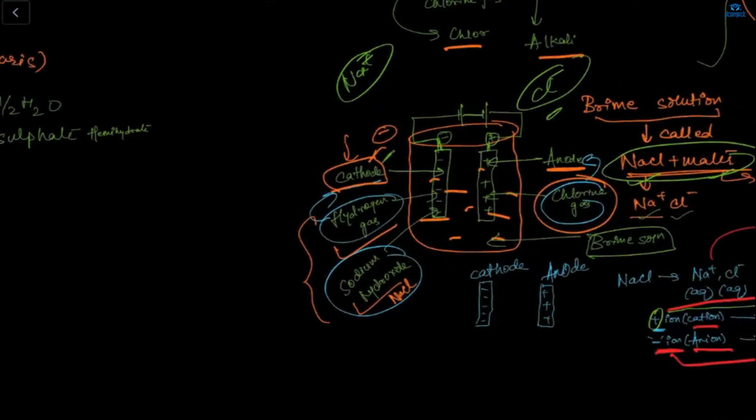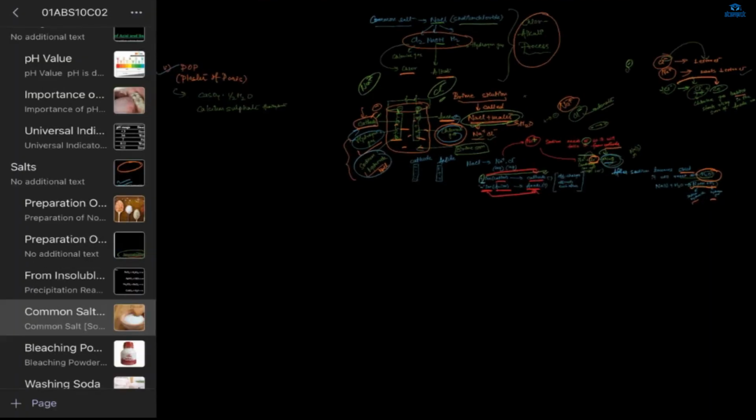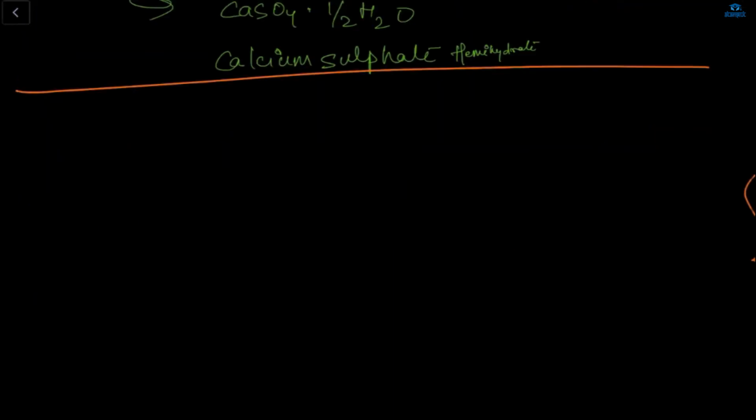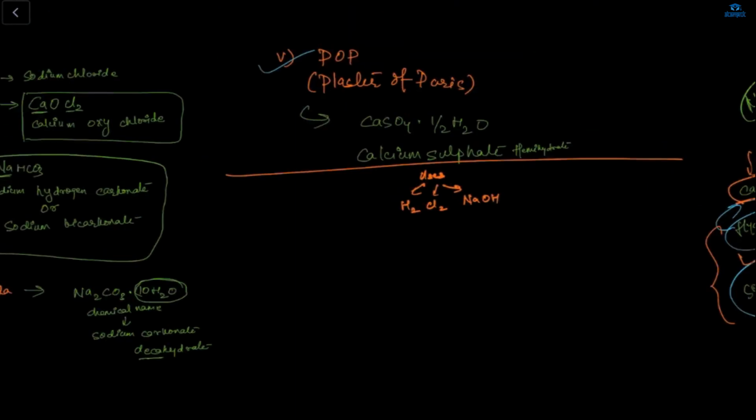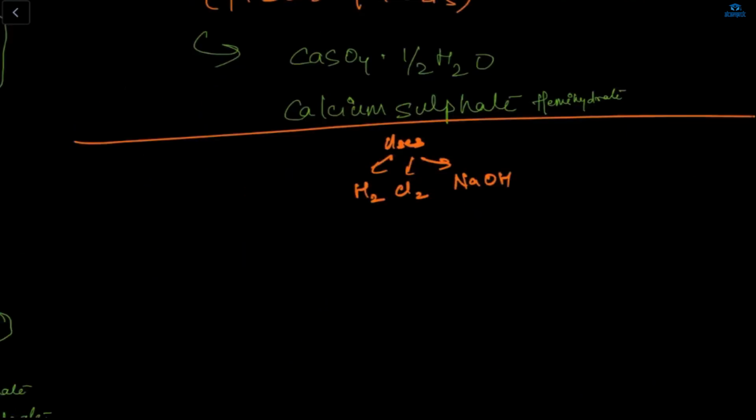Okay, now we will learn about the uses of these three. Let me write it here. These three are hydrogen gas, chlorine gas, and NaOH, sodium hydroxide. So now we are looking at the uses of these three.